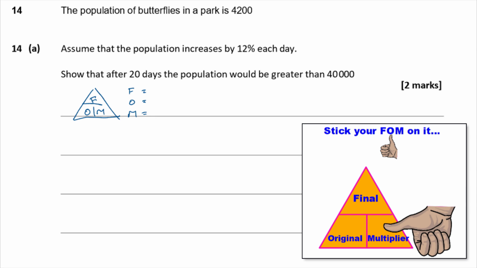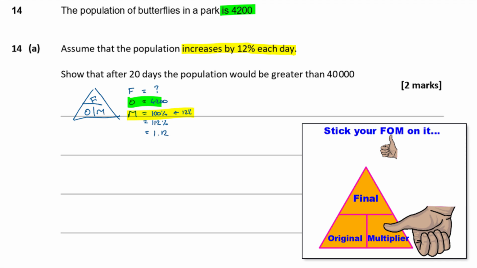Okay, and then we just need to work out what F, O, and M is here. The final is the final population of the butterflies, so that is what we're going to be finding. The original is the starting population of the butterflies, which is up here, look. So O is going to be 4,200. What's M? The population increases by 12% each day, so that's going to give us our multiplier. Now with percentage increases, we always start with 100%. I'm going to add on 12%. That gives us 112%, which as a decimal is 1.12.